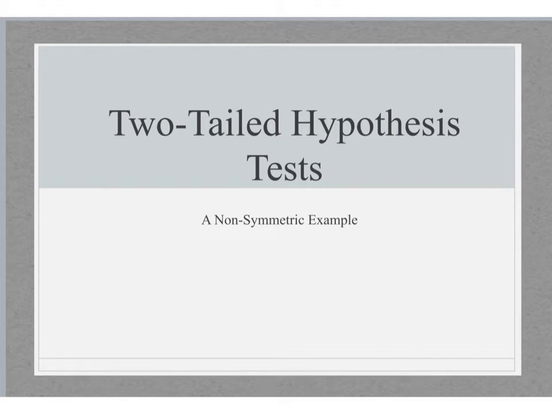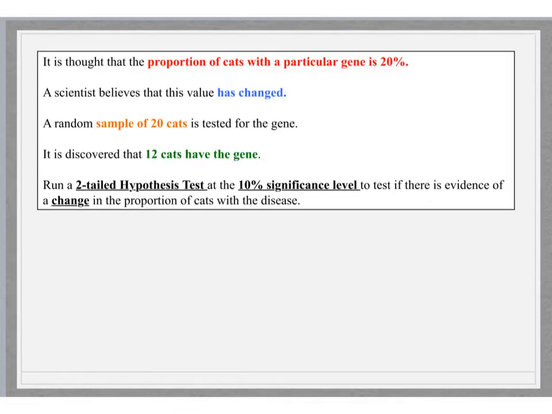Two-tailed hypothesis tests, a non-symmetric example. In this example, it is thought that the proportion of cats with a particular gene is 20%. A scientist believes that this value has changed. A random sample of 20 cats is tested for the gene. It is discovered that 12 cats have the gene.